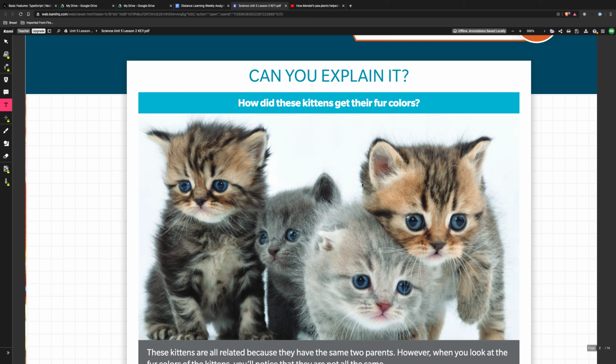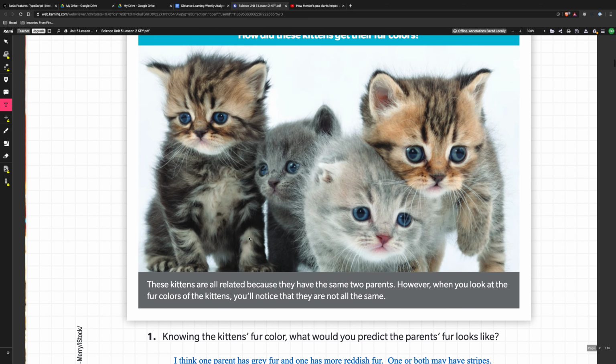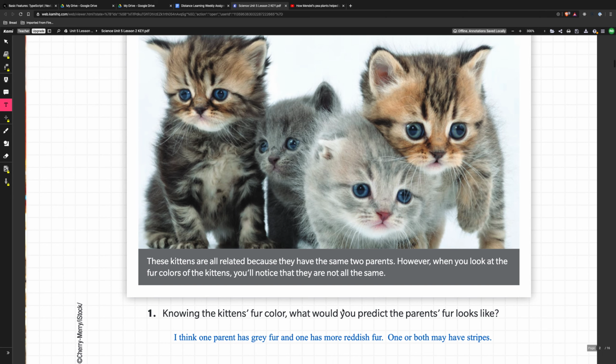So at the beginning, this talks about how these kittens got their fur colors. It tells us here that these are all related kittens. They all have the same exact two parents, but they all look different. So, knowing the kittens' fur color, what would you predict the parents' fur looks like? One thing I said was maybe one of them is a gray color, maybe one of them is like this orangish red color.